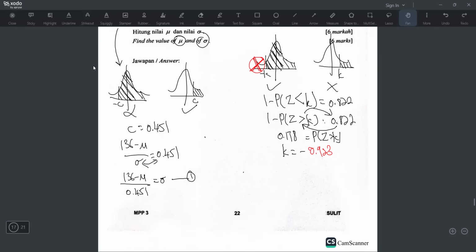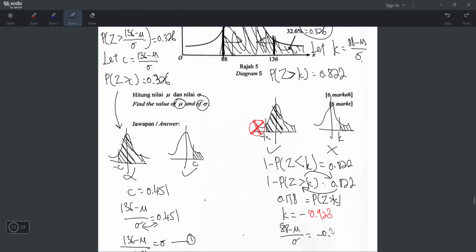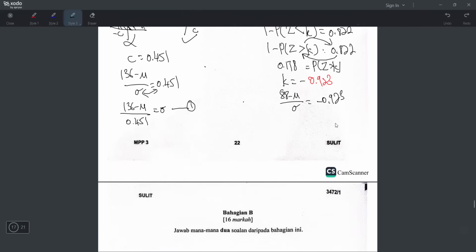Okay, the k is actually what? Remember just now I let k equals 88 minus mean over standard deviation. So k now you have to change back: 88 minus mean over standard deviation equals negative 0.923. But I'm planning to do simultaneous later with this. So I will make the standard deviation single by tukar tempat. So it becomes 88 minus mean over negative 0.923, like that. And now this is your equation 2.